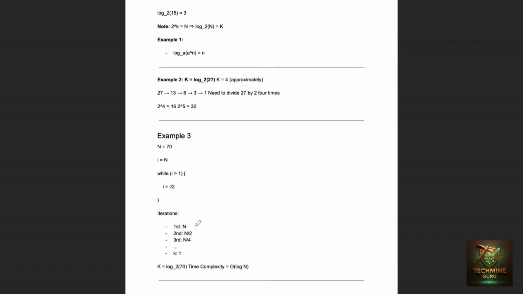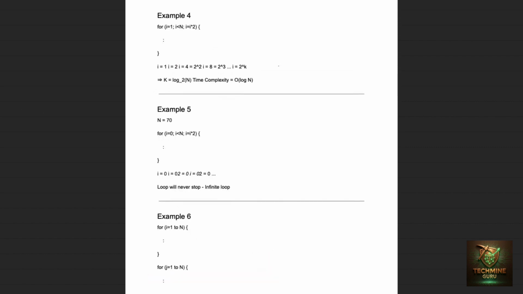So in the first iteration, i will be equal to n. In the second iteration, i will be equal to n by 2. In the third iteration, i will be equal to n by 4. In a similar fashion, it will come to 1. This is exactly the same as what we did to calculate log of 27 on the base 2. So n plus n by 2 plus n by 4 plus n by 8, which will come to 1. The harmonic progression of this series will result in log of n time complexity.